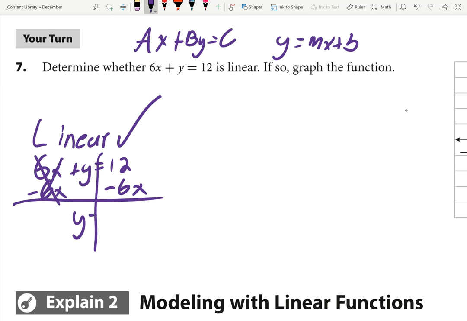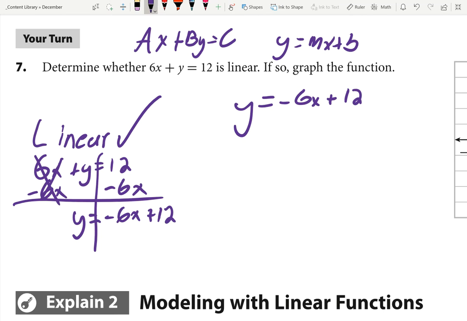And on the right-hand side, I just have 12 minus 6x. Remember, you cannot combine those terms because they're not like terms, so keep them separate. So you can write it as 12 minus 6x, or you can write it as negative 6x plus 12. Either way would work, okay? So that's going to be the equation that I use to graph. Negative 6x plus 12. Or again, you might have 12 minus 6x.